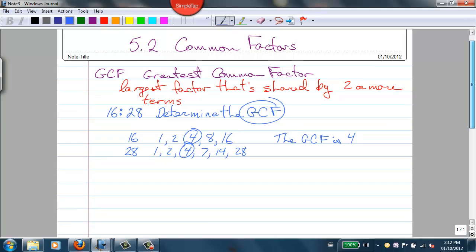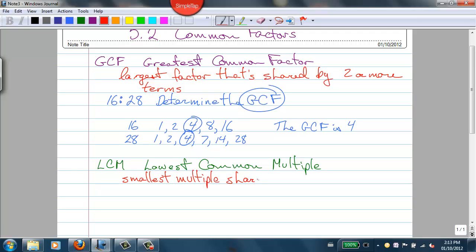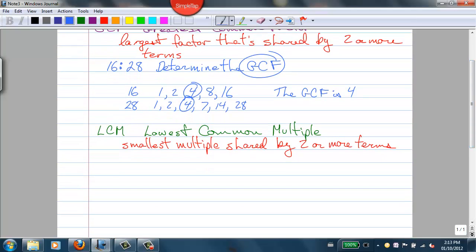The other piece of vocabulary that we're using is the lowest common multiple. So the lowest common multiple is the smallest multiple that's shared by two or more terms. So remember, a factor is a piece that makes up the two numbers. A multiple is made up by the two numbers.